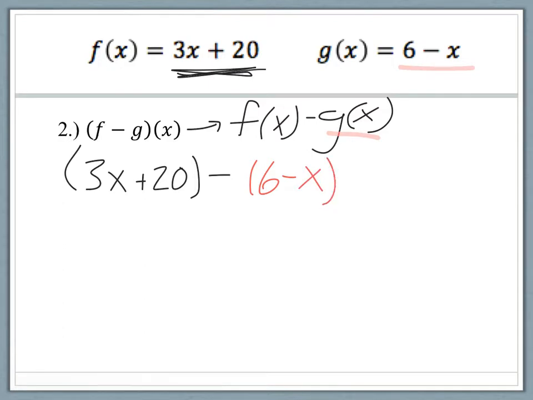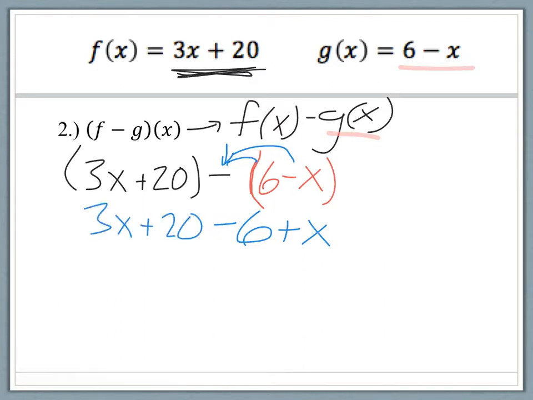So I'm going to do 6 minus x in parentheses. So we have (3x + 20) minus (6 - x). Now for subtraction, the biggest thing that people forget to do is to give this subtraction sign to both of them. So we've got to distribute that subtraction sign to both. So we're going to have minus 6 and then plus x. Okay, so I have 3x plus 20 minus 6 plus x now.